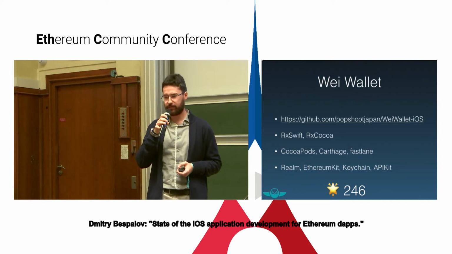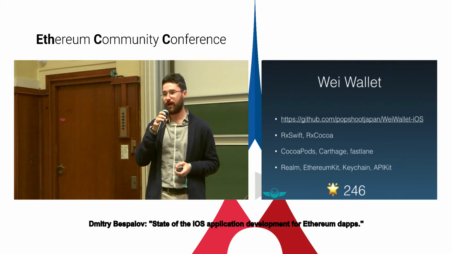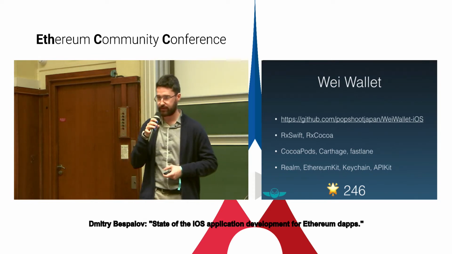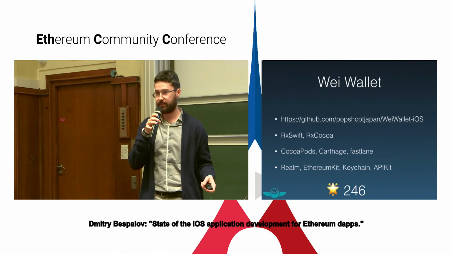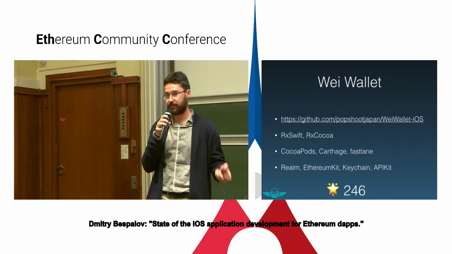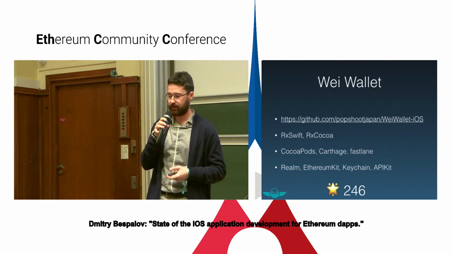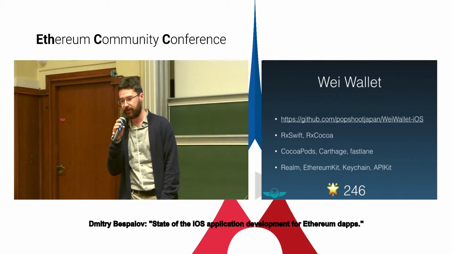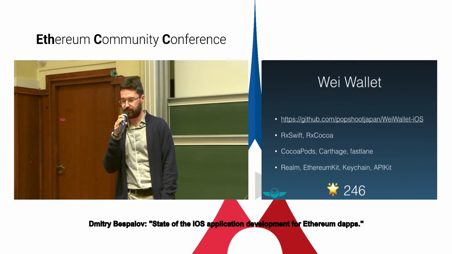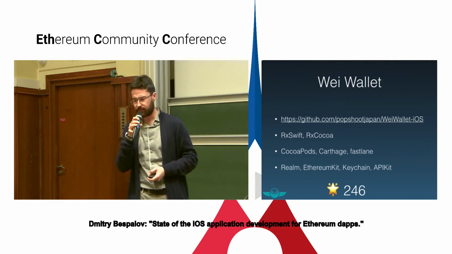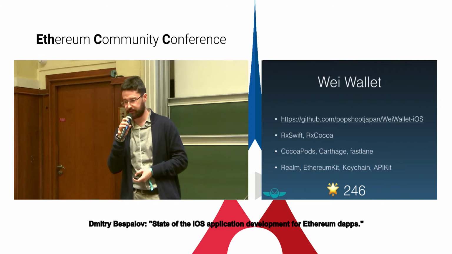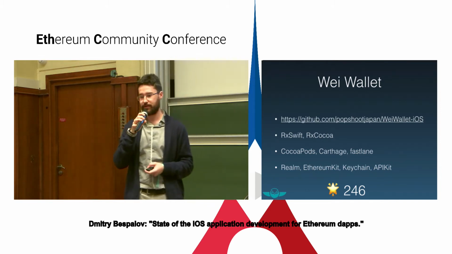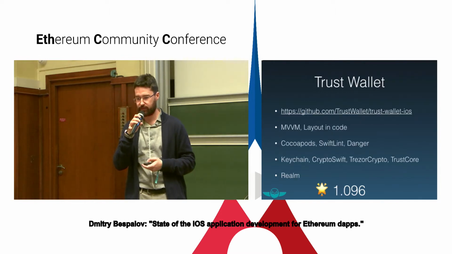This wallet, Way Wallet, or I don't know how to pronounce it actually, Y Wallet. I have never heard of it, but it has a lot of stars on GitHub, so I stumbled upon it. It is based on the reactive approach, so it uses RxSwift and RxCocoa, CocoaPods, Carthage, Fastlane. For database, it uses Realm. Then it again uses Ethereum Kit, which was mentioned before. It stores your secrets in the keychain and uses API Kit to talk to Ethereum nodes through JSON RPC. Oh, sorry, skipped one. Trust Wallet.